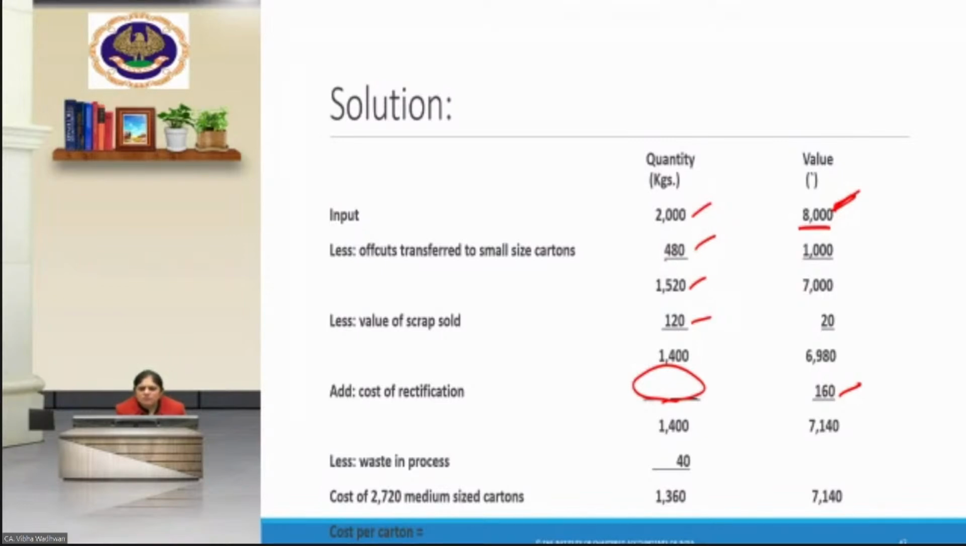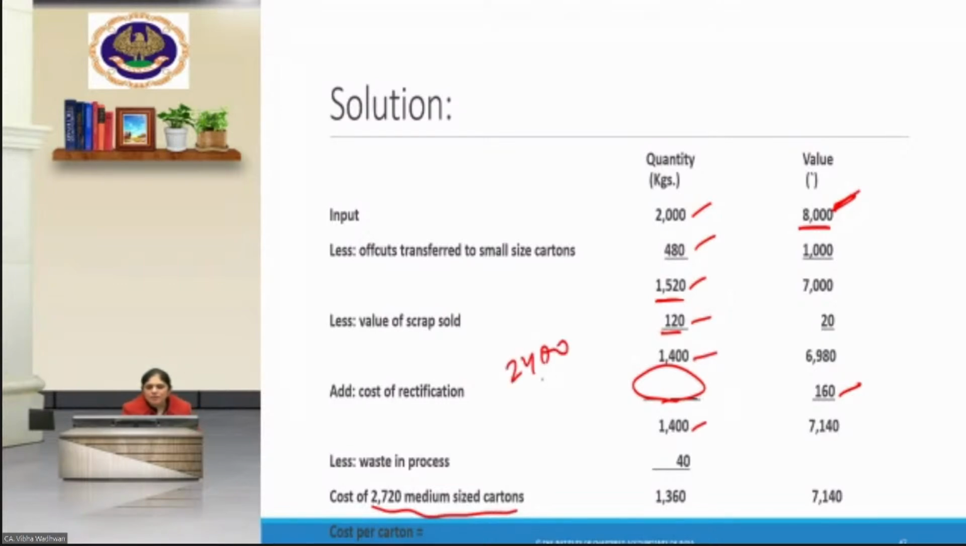Virtually 480 kgs of board offcuts were used for small size cartons. So these were left for the medium size cartons. Then the value of scrap, 120 kgs of the board, was basically sold as scrap. So we are left with 1,400. Now, 1,400 means how many good medium-sized cartons have we made?